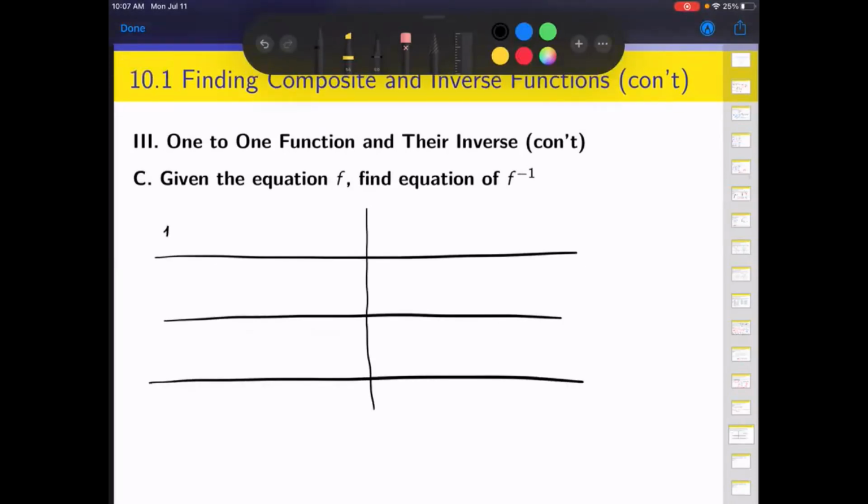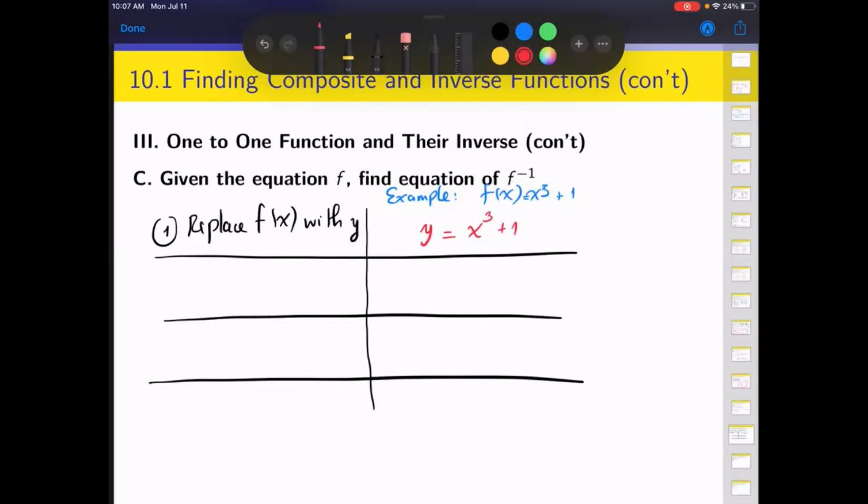So the first step is replace f of x with y. So let me give an example. Example: x cubed plus 1. So f of x equals that. So the first step is replace f of x with y. So that means now you rewrite it as y equals x cubed plus 1.